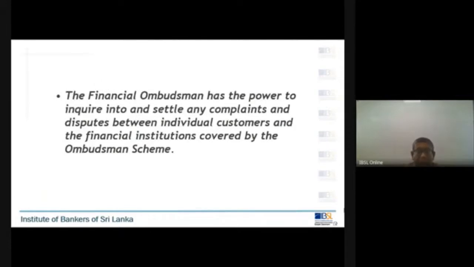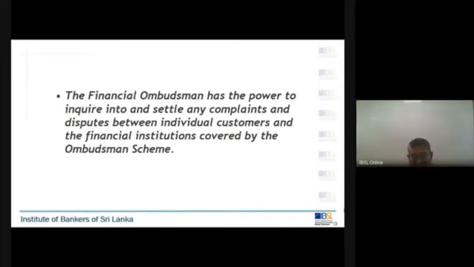So, therefore, the financial ombudsman, remember, has the power to inquire into and settle any complaints and disputes between individual customers and financial institutions covered by this ombudsman scheme. Clear now? So he has the power to inquire into complaints and try to settle those complaints or disputes.